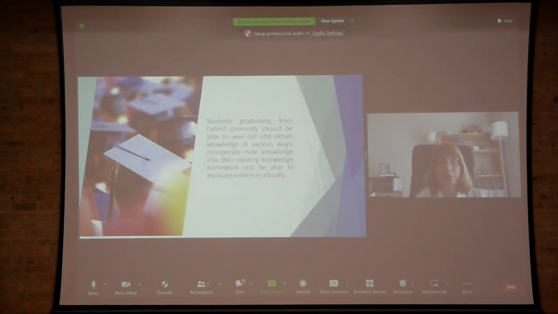So let's think about the goals of education at university, specifically this university. Students graduating from Oxford University should be able to seek out and obtain knowledge in various ways, incorporate new knowledge into the existing knowledge framework, and be able to evaluate evidence critically. I think these goals align quite well with the deep approach to learning. On the other hand, Oxford courses place high demands on students. Bachelor's courses are mostly 3 years, and there is a lot of information to take in.